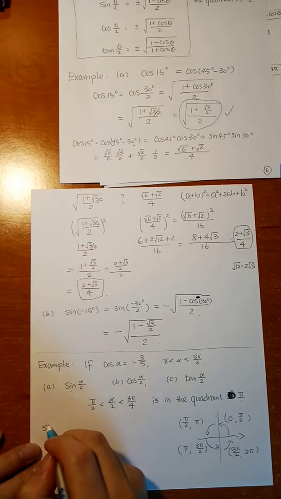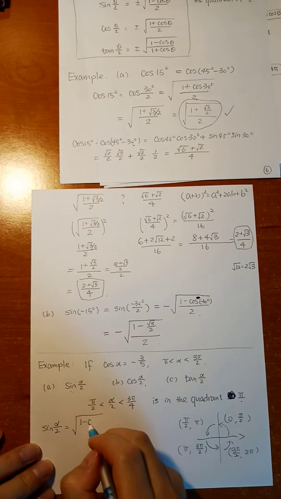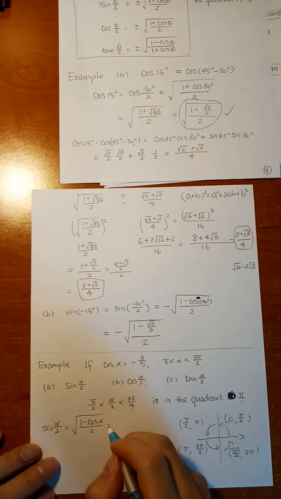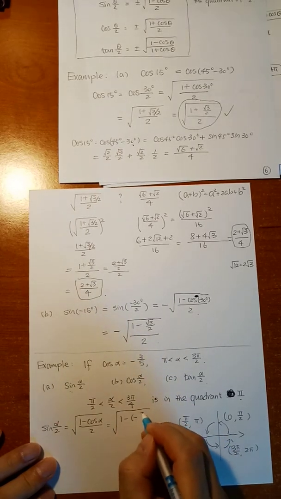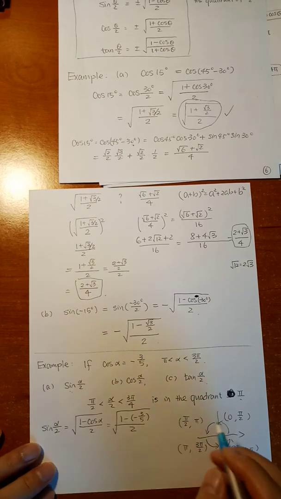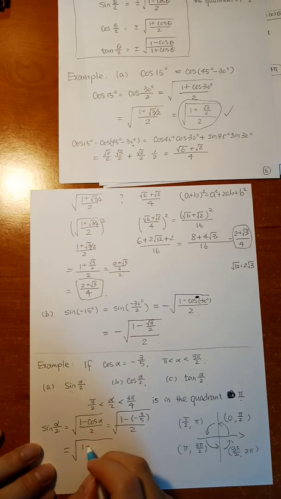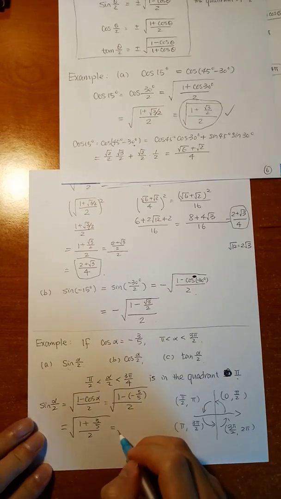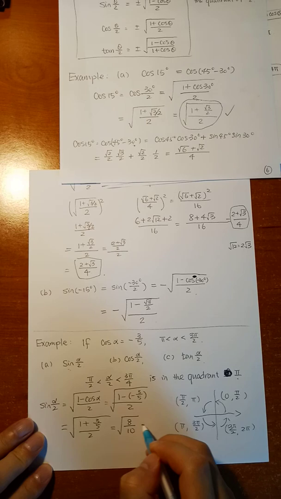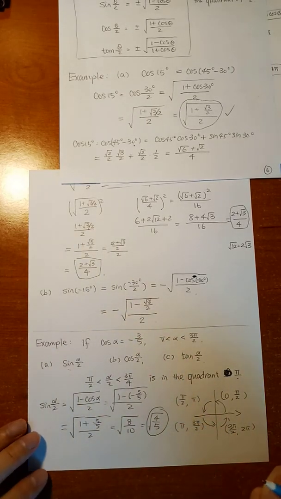So you apply the formula: sine of alpha over 2 is the positive square root of 1 minus cosine alpha, over 2. Cosine alpha is negative 3 over 5. So it's the square root of 1 minus negative 3 over 5, over 2. 1 minus negative is plus, so 1 plus 3 over 5, over 2. 1 plus 3 over 5 is 8 over 5, and 8 over 5 over 2 is 8 over 10. That's sine of alpha over 2.